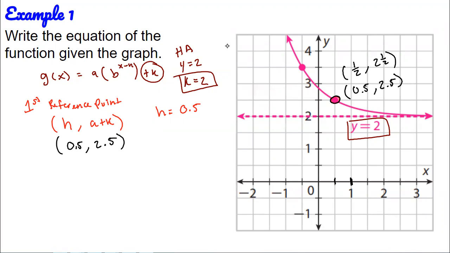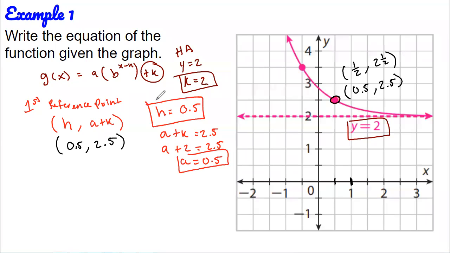2.5. So let's go ahead and write our equation. A plus k equals 2.5. Now our k is already given, so let's go ahead and substitute that value. A plus 2 equals 2.5. What is the value of a in this case? 1/2, so 0.5.